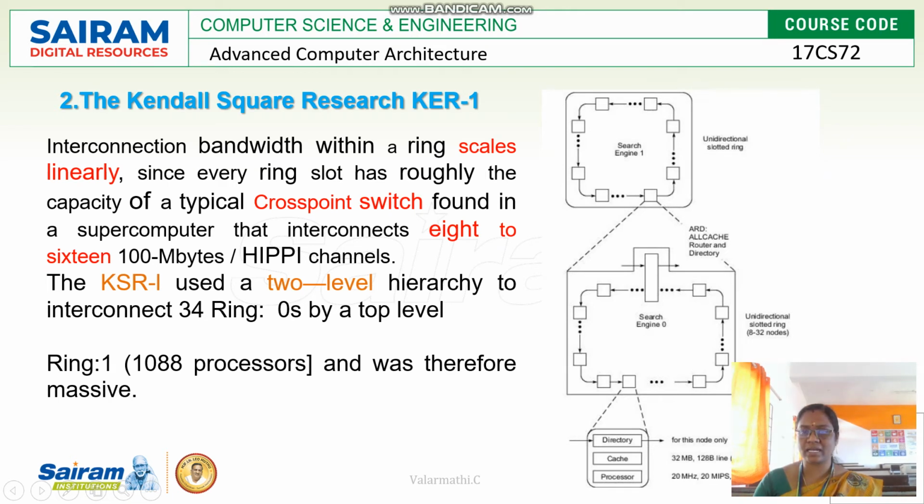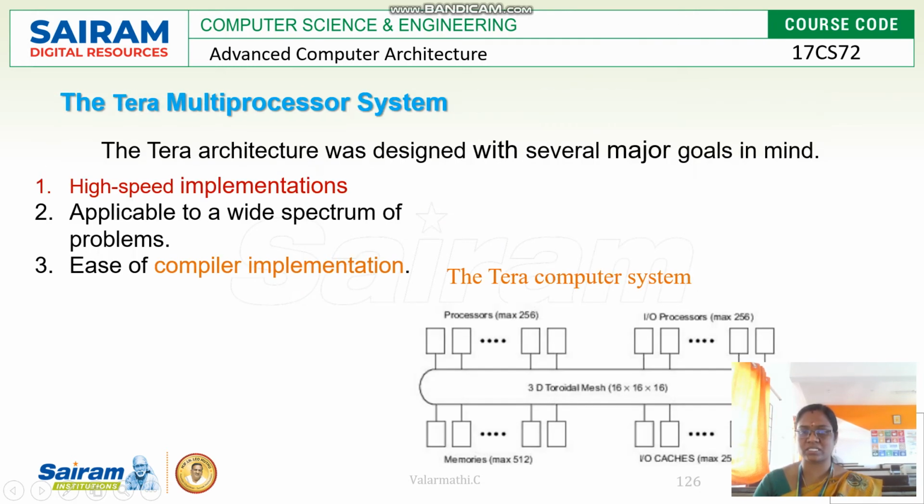So this is the diagram which shows the unidirectional slotted ring. Similarly, a unidirectional slotted ring of about 8 to 32 nodes. So here is one search engine, another one search engine. So these are all connected together with external routers and directory based systems.